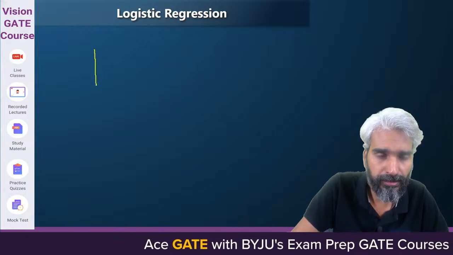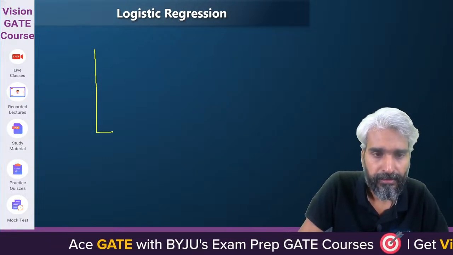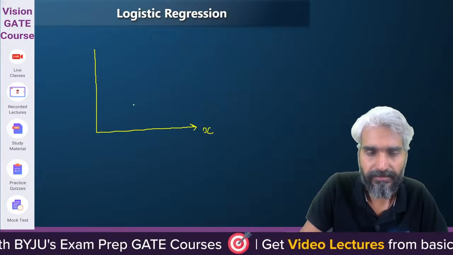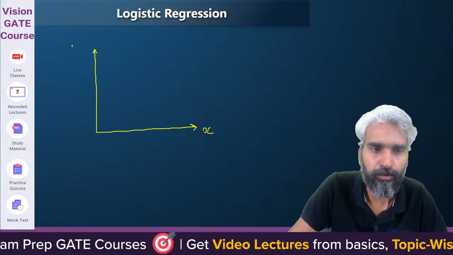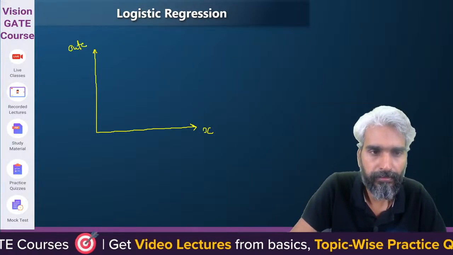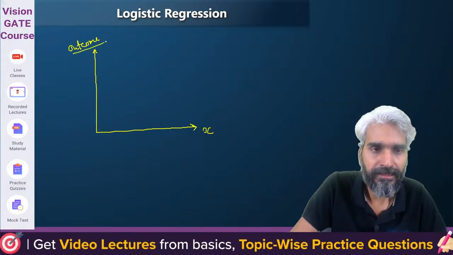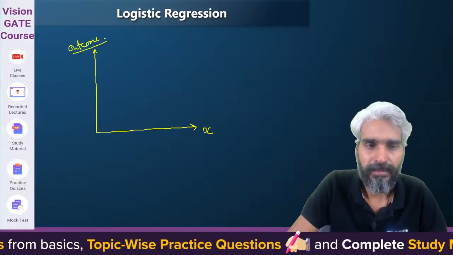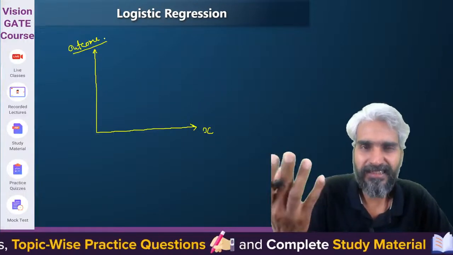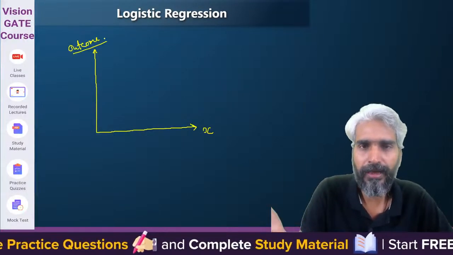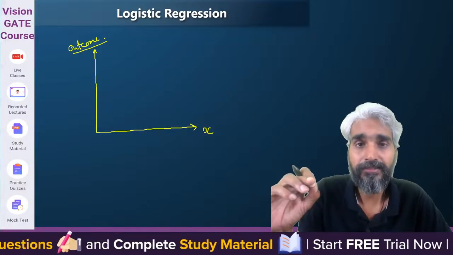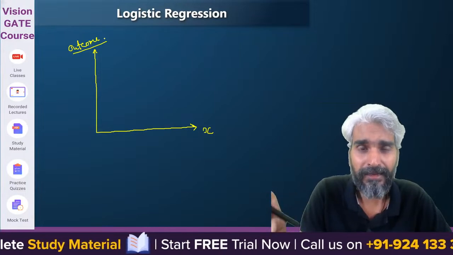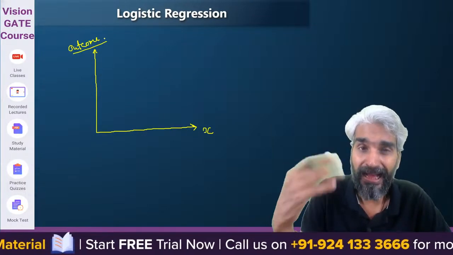So please try to understand that this is your variable x and this is your outcome. Right? Please try to analyze a simple situation. The easiest example is how much effort you put in and how much result you obtain. For example, how many hours you study per day, and based on that, what is the outcome, whether you pass or you fail.